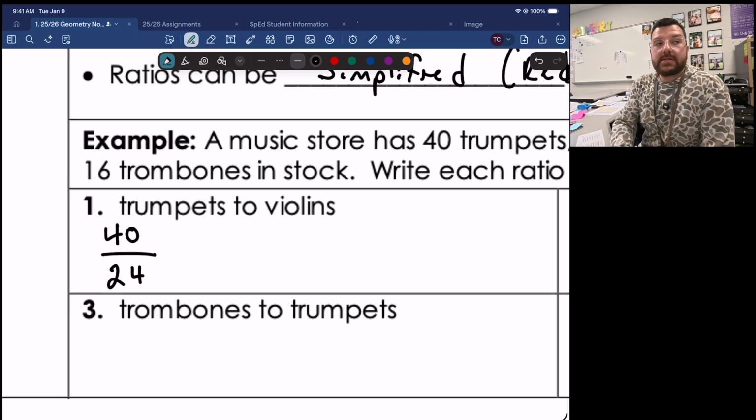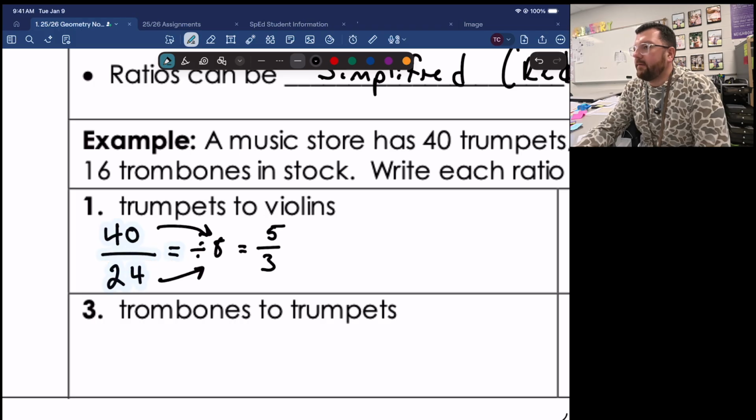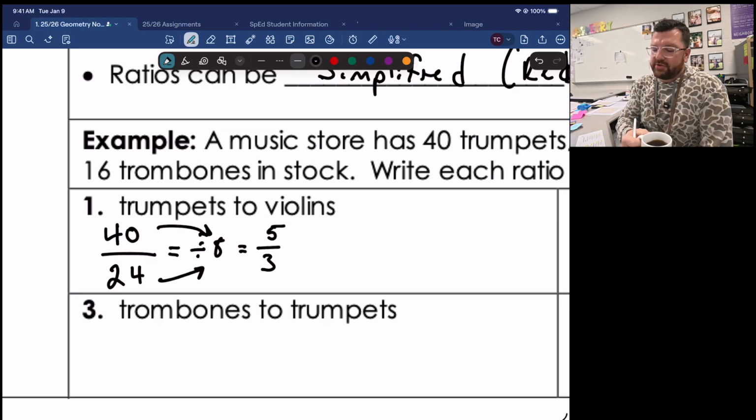But I can also simplify this ratio down. They are both divisible by 8. That would give me 5 over 3. That's my ratio, 5 over 3. For every 5 trumpets, there are 3 violins.